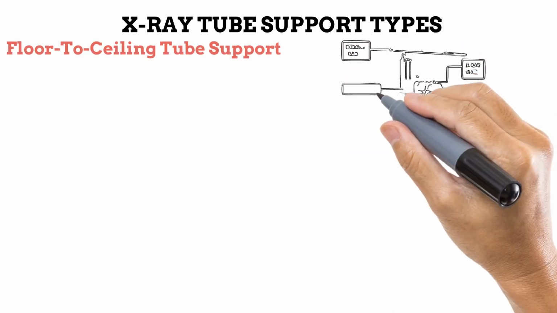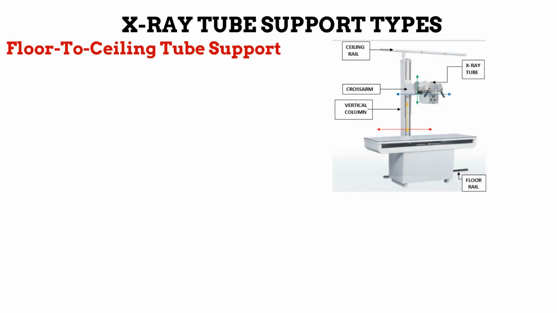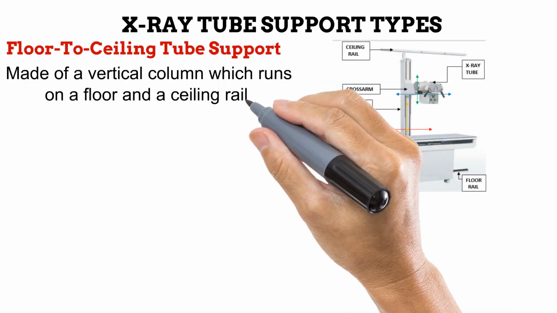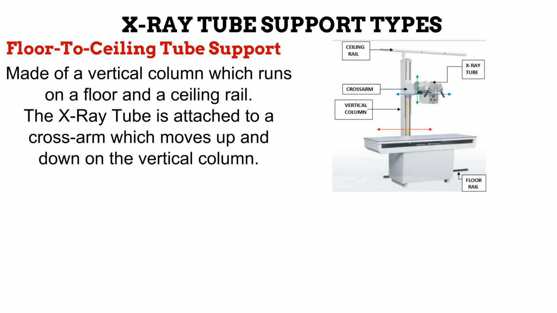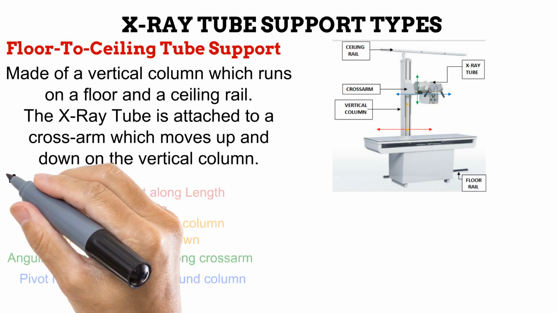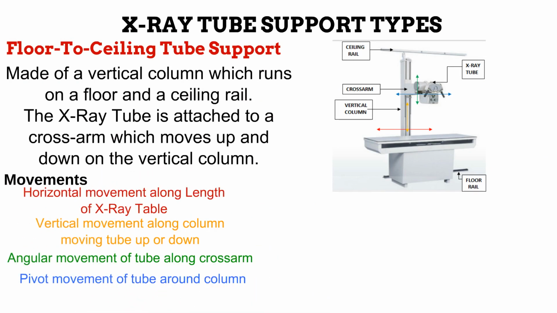Next is the floor-to-ceiling configuration. This is similar to the floor-mounted models. Its major difference is the fact that the vertical column is attached to both a floor rail and a ceiling rail. The same set of movements in the floor-mounted tube support are available to the floor-to-ceiling tube supports.